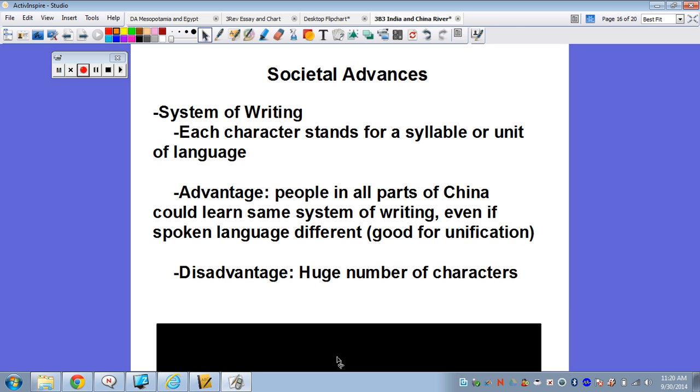But the disadvantage is there's a huge number of characters. If you can imagine one character or picture for each syllable that you speak, that's a huge number of characters. So really only the wealthy and the scholars who devote their lives to it can learn all of the language. Most people will only know parts. So, advantage and disadvantage of the writing system.